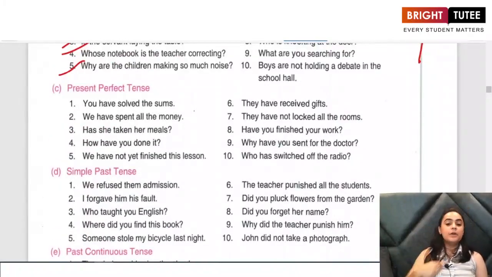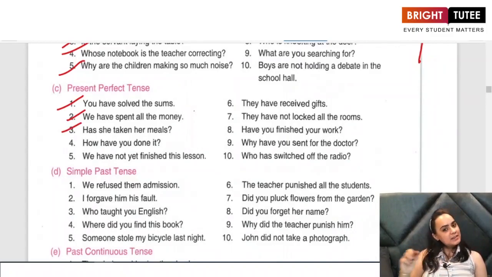The present perfect tense. You have solved the sums. The sums have been solved by you. We have spent all the money. All the money has been spent by us. Has she taken her meals? Have the meals been taken by her?